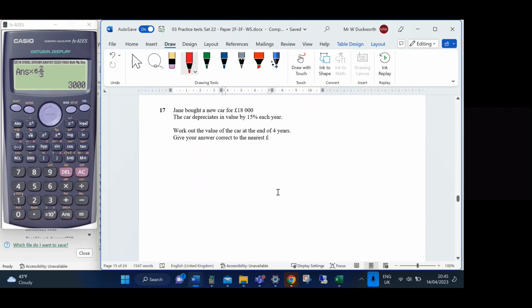Right, question 17. Jane bought a new car for £18,000. The car depreciated in value by 15% each year. Work out the value of the car at the end of the 4 years. Give your answer correct to the nearest pound.